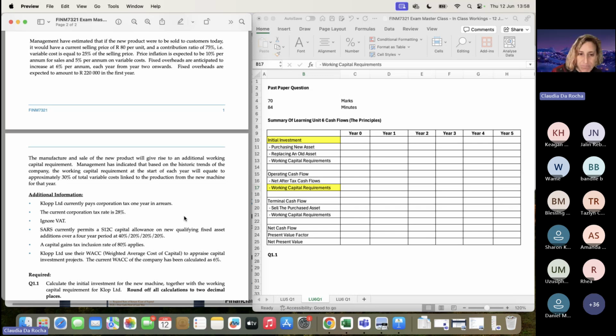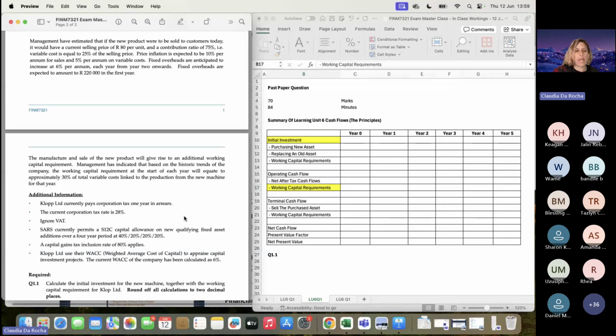Here now they're saying that it's 30% of the variable cost linked to the production of the new machine. So it means that we have to work out what our variable costs are with inflation and then take 30% of that for our working capital requirement. Okay, so it's a bit of a complication. And this is the difficulty with learning unit 6 questions, with learning unit 6 cash flows, is it can be asked in literally any way. So we have to read the question, we have to understand and make sure that we can answer it step by step.